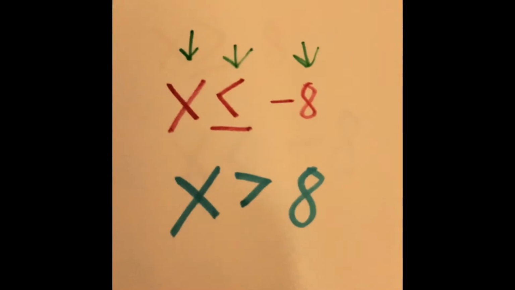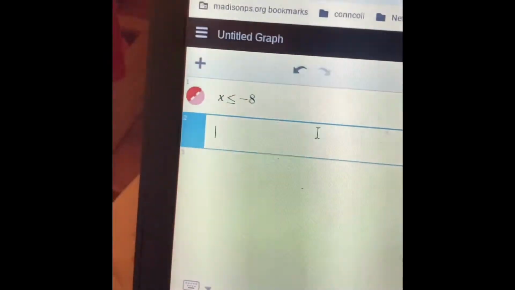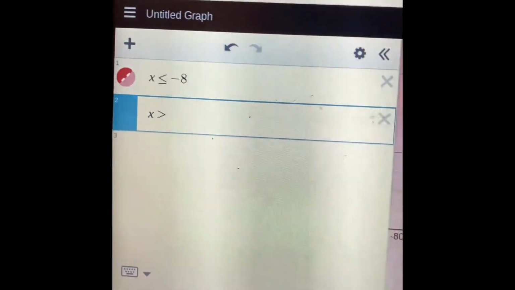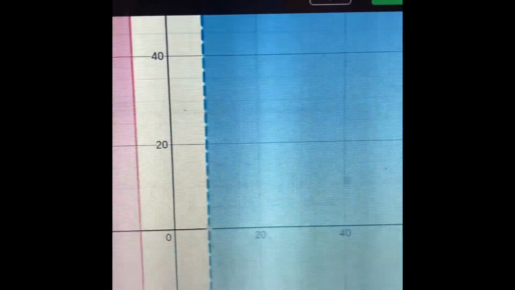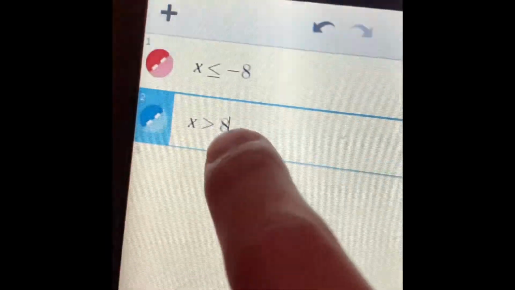Let's try the other one. x has to be greater than 8. On the bottom one, we put the inequality x greater than 8 and see where that goes. This time, we get another shaded area. Instead of a solid line, we have a dotted line because it's not including that 8. Any number that can be inserted for x has to be more than 8, like 9, 10, 11, 12, 13, 14. When we zoom into that area, the line is dotted instead of solid.